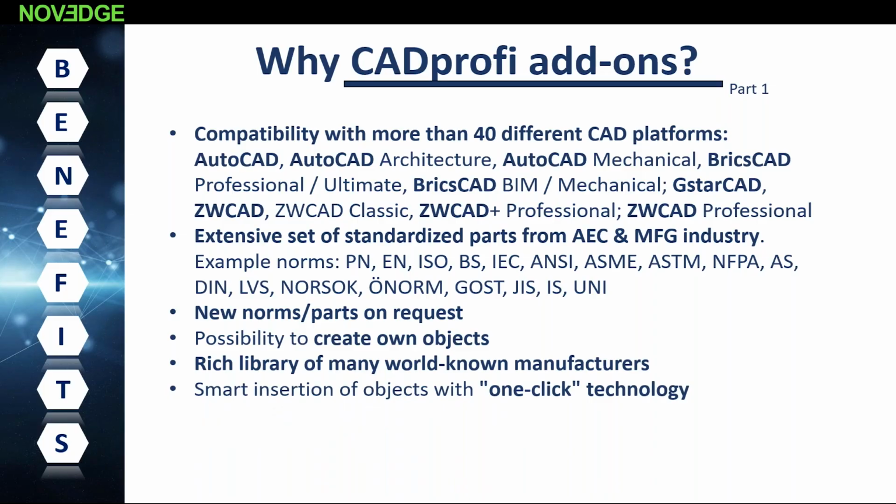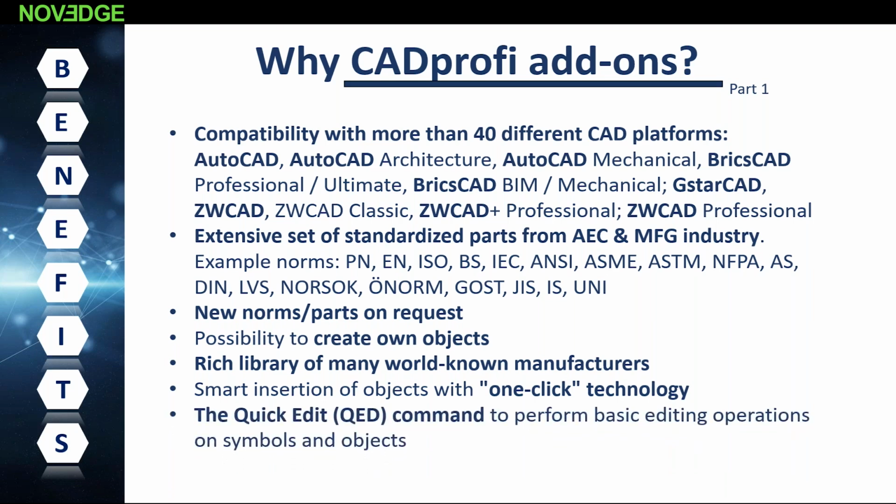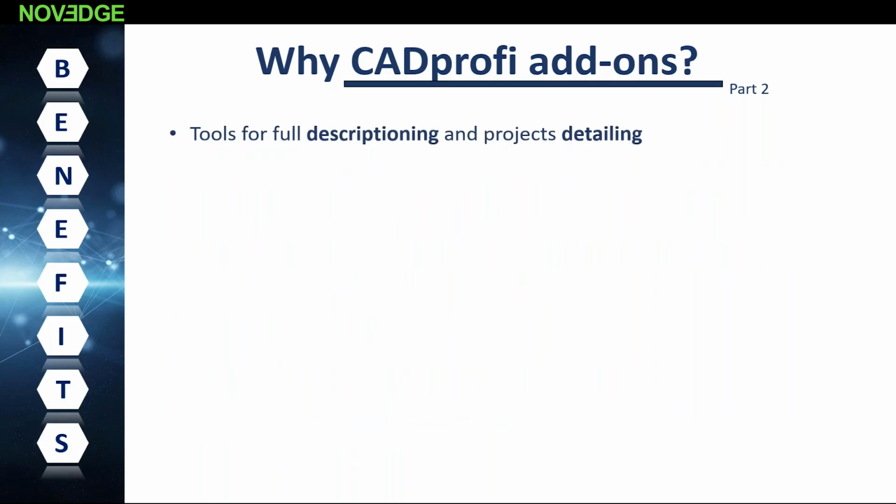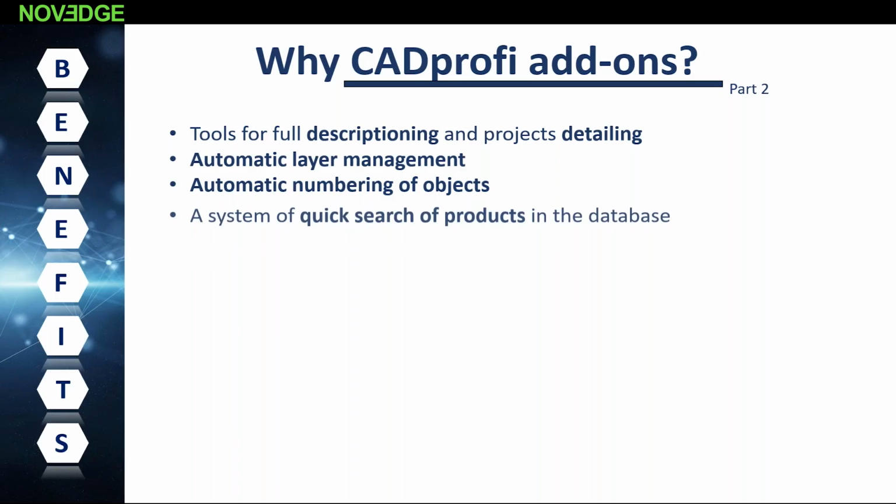But besides the content, we have not only libraries; CADprofi also means a lot of functionality and additional options, like smart insertion of objects with one-click technology. There is also a quick edit command that helps you to perform basic editing operations on symbols and objects. Besides that, we have a lot of different tools for descriptions and project detailing. There is also automatic layer management and automatic numbering of objects.